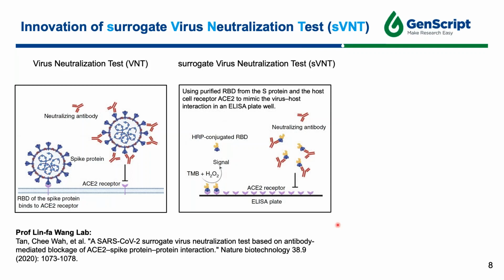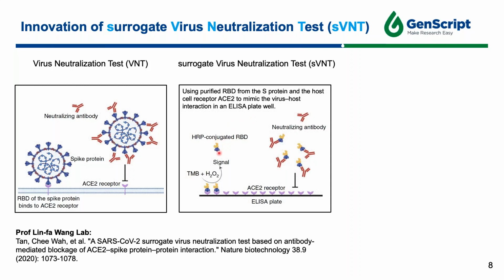So to overcome these technical challenges, a surrogate virus neutralization test, abbreviated as SVNT, was invented, which allows for highly specific detection of neutralizing antibody in a much more user-friendly manner. As I mentioned earlier, the neutralizing antibody binds to the RBD region on the spike protein to block its interaction with the ACE2 receptor. So based on this mechanism, the SVNT uses purified RBD from the S protein and the host cell receptor ACE2 to mimic the virus host cell interaction in an ELISA plate well.